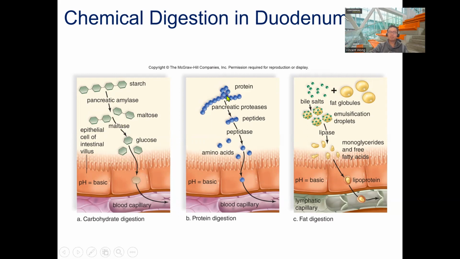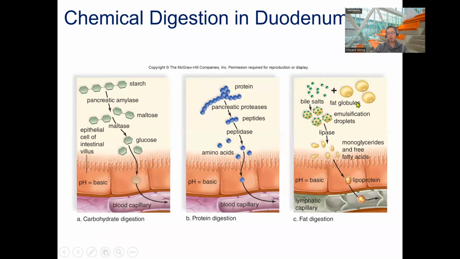Same thing for protein, right? You might have broken down some of it in the stomach, but now the acid has unraveled it, and now we need more pancreatic proteases, right? Such as pepsin and trypsin, that will break it down into little amino acids, which you can absorb into the bloodstream directly as well. Now the fats is a little bit complicated.